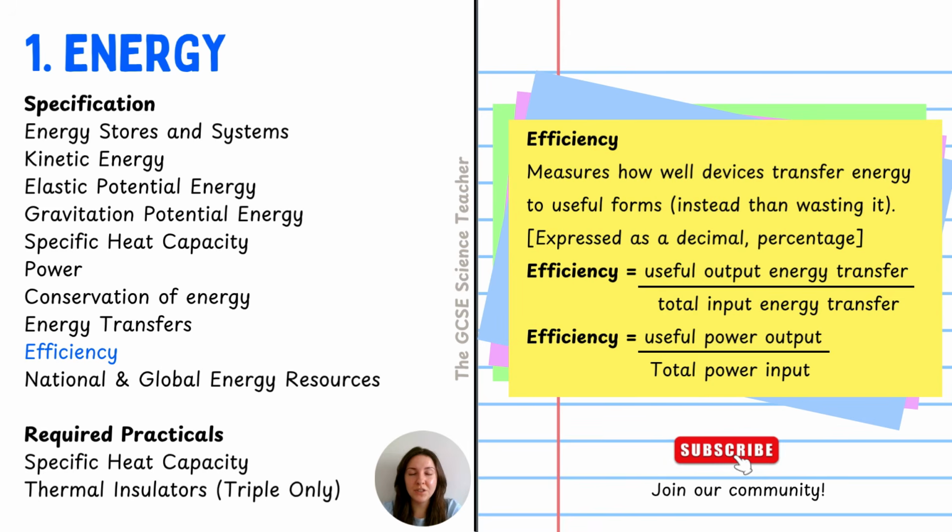Efficiency calculations. Efficiency measures how well devices transfer energy to useful forms instead of wasting it. It's expressed as either a decimal or a percentage. So efficiency is equal to useful output energy transfer divided by total input energy transfer. Or efficiency is equal to useful power output divided by total power input.